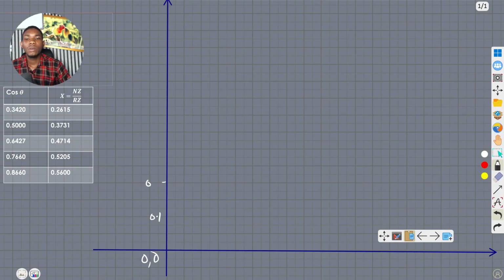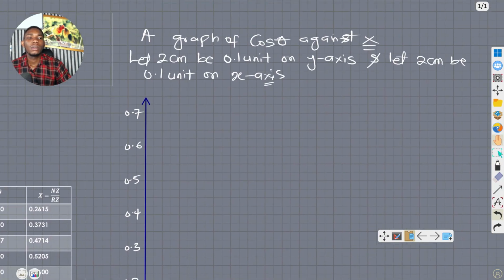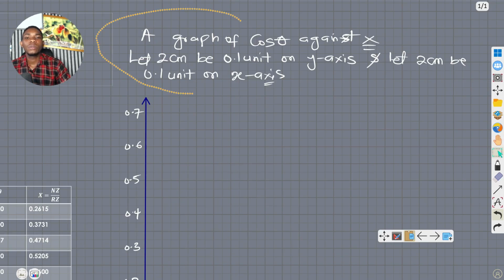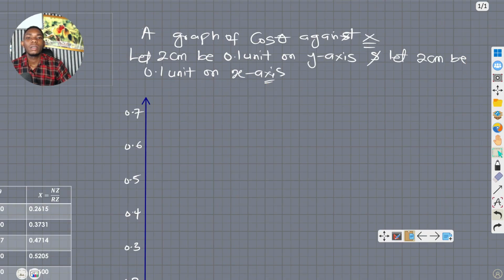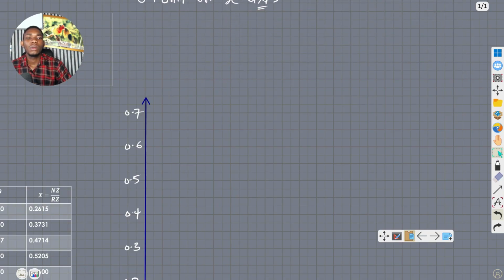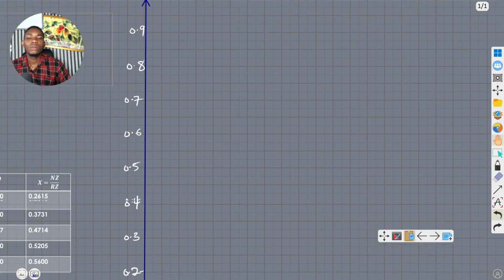Here will be 0.2, 0.3. Mine might not be up to 0.4, 0.5, 0.6, 0.7. Okay, we have to scale it up. Let me move this one from here. Up we go, and then we'll move this one a little upward. So that's 0.7. Here will be 0.8. Here will be 0.9. Things are good like this.